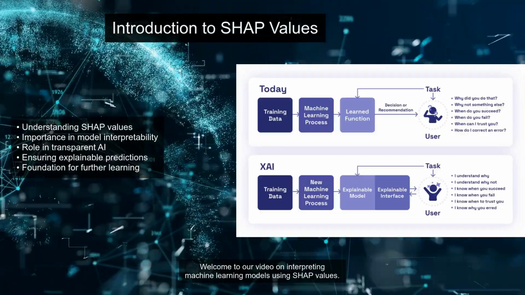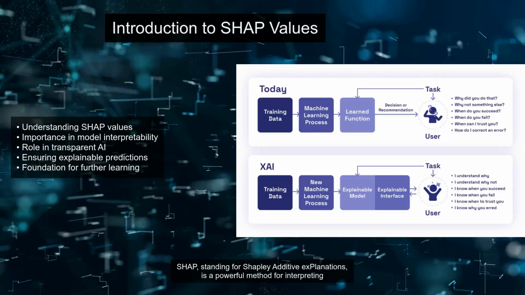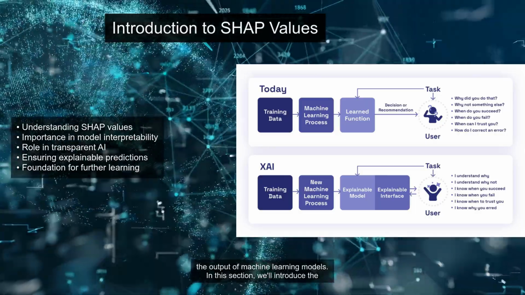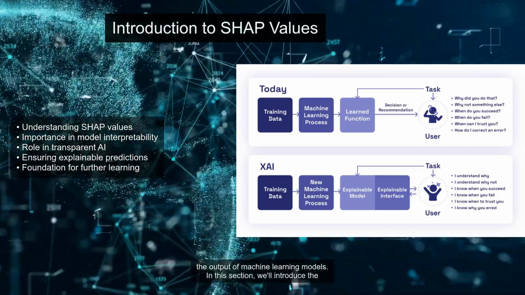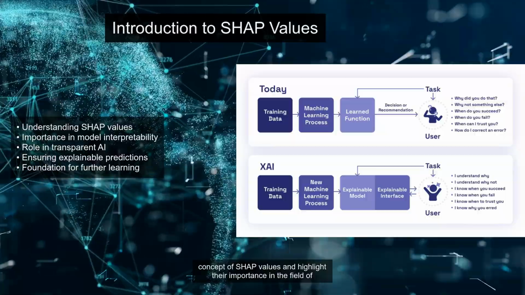Welcome to our video on interpreting machine learning models using SHAP values. SHAP, standing for Shapley Additive Explanations, is a powerful method for interpreting the output of machine learning models. In this section, we'll introduce the concept of SHAP values and highlight their importance in the field of AI.